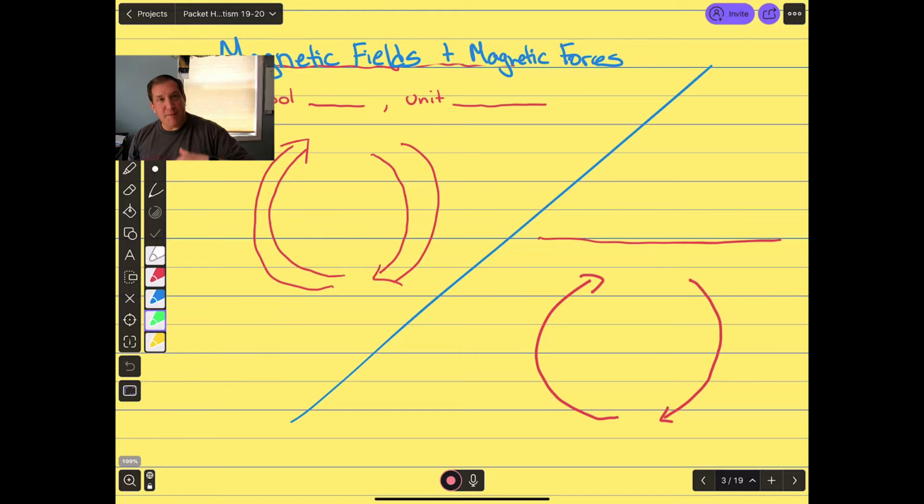Okay, this page isn't in your packet, so we're going to do this together briefly. So magnetic fields, we've heard about them. Magnetic forces. I've seen that. I've seen a magnet pick up a piece of metal that also has iron in it. Well, a magnetic field has a symbol B. Brand new, magnetic fields. Now, where do they come from? They come from the poles. And the unit for a magnetic field, right, is the Tesla.